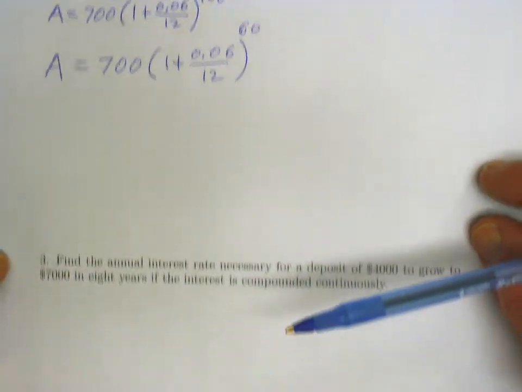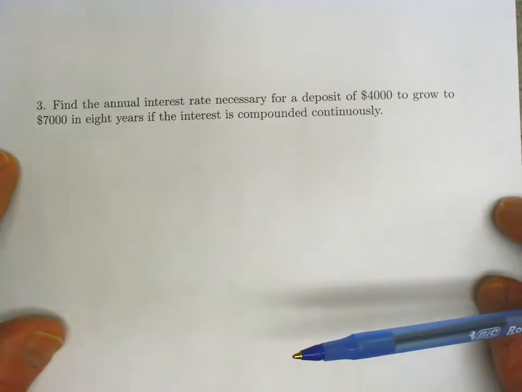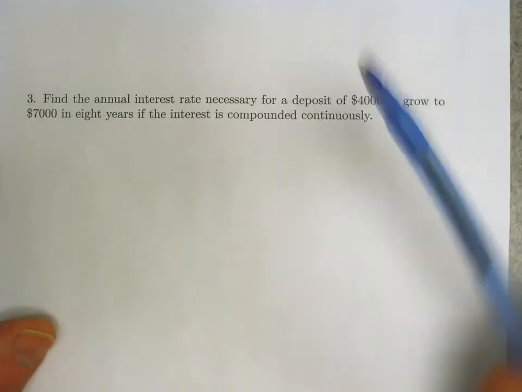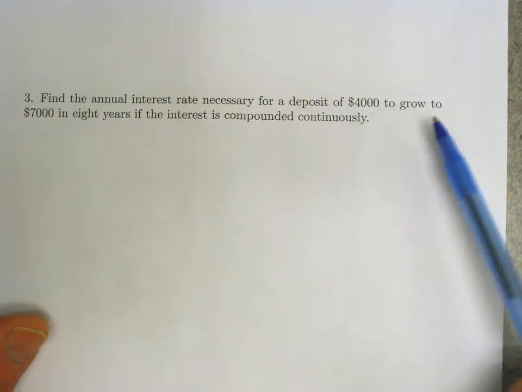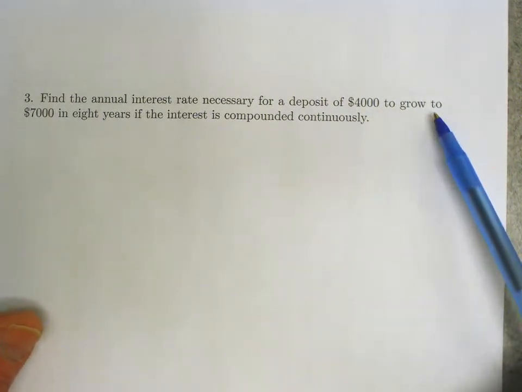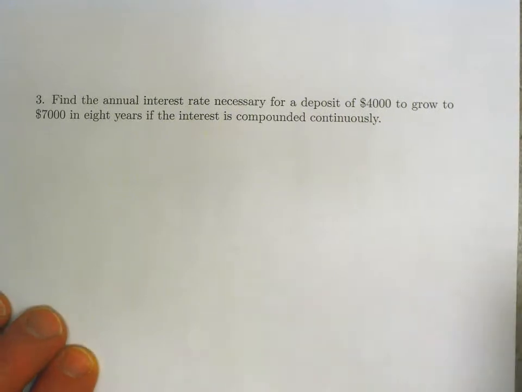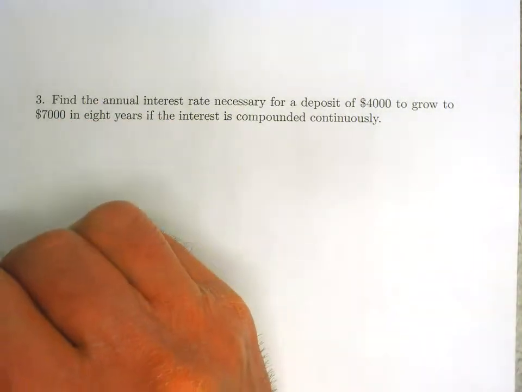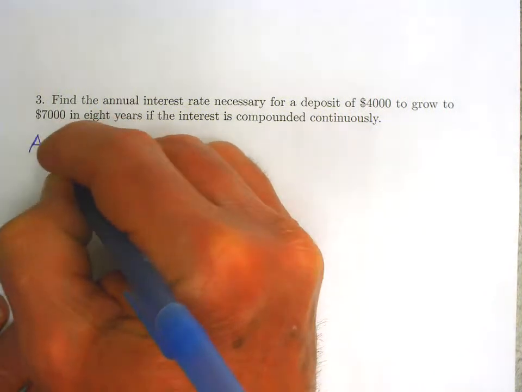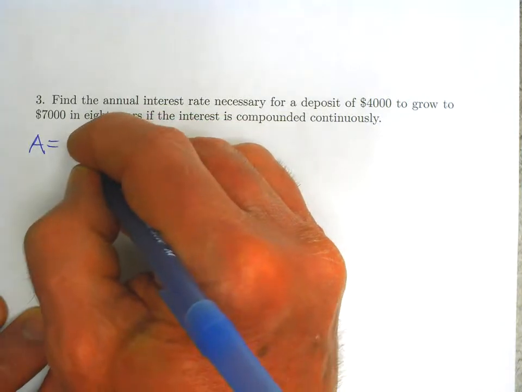Okay, the next problem, number 3. This time we're going to find the annual interest rate that's necessary for a deposit of $4,000 to grow to $7,000 in 8 years if the interest is compounded continuously. So first, let's write down the function, as much of it as we know. The initial deposit is $4,000.